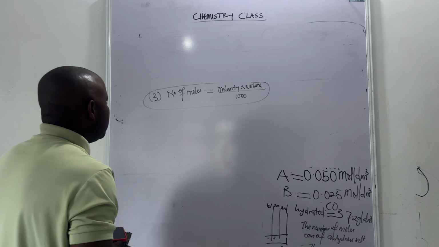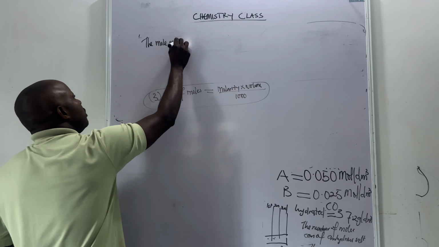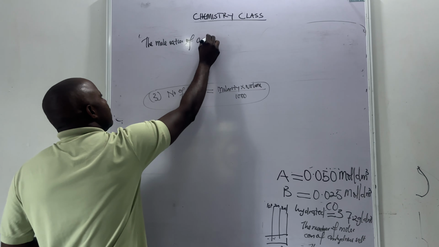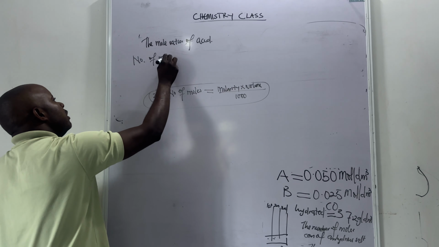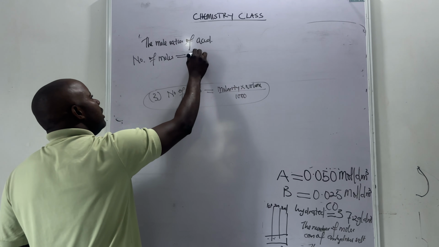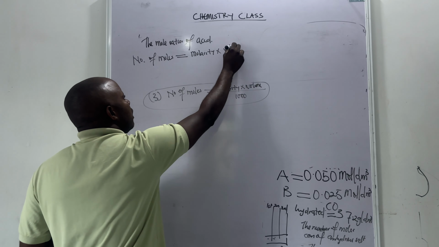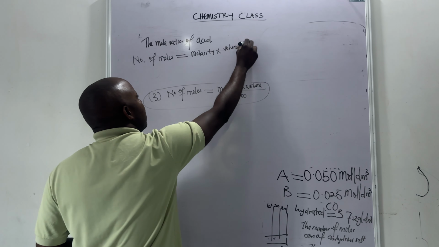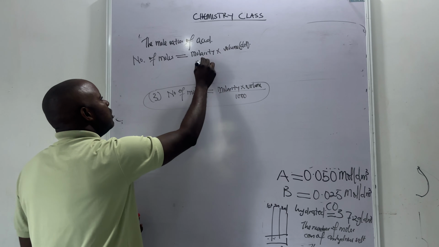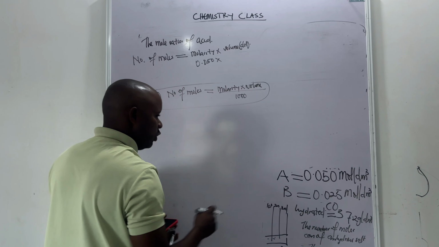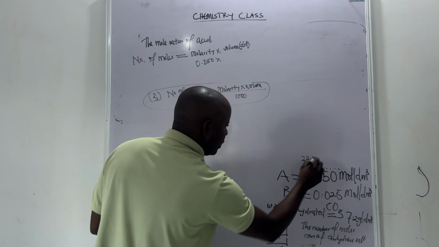We're going to talk about the mole ratio of the acid. By so doing, we say number of moles is equal to molarity times volume. Let's have the volume in dm cubed so that we can have a direct conversion. So the molarity of the acid is given to us to be 0.025, times the volume, where the volume we use is 23.20, which is your titer value.